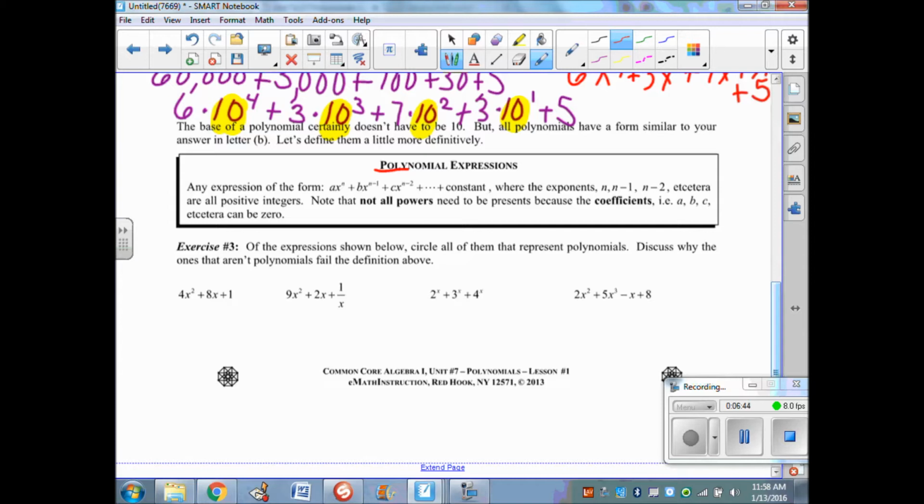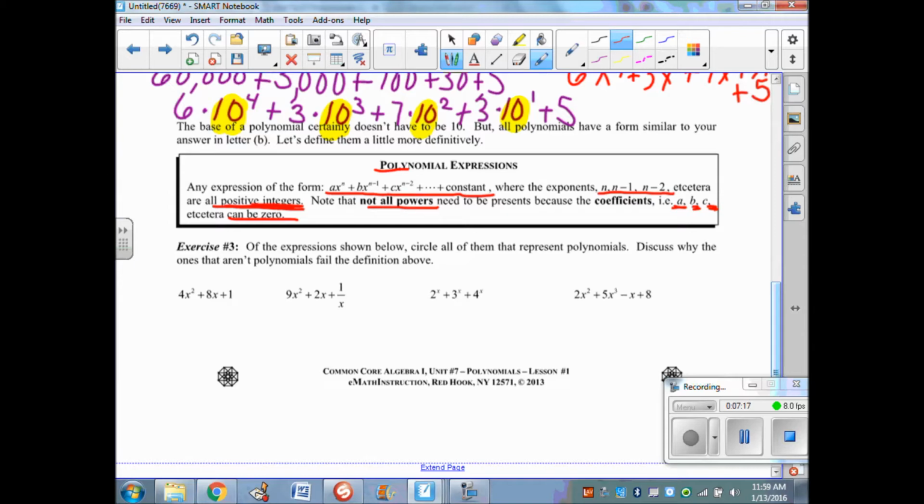no equal sign. So an expression of the form, this is our general form, where the exponents are n minus 1, n minus 2, meaning they're decreasing from left to right, are all positive integers. That's important. They're positive integers. Note, not all powers need to be present because the coefficients a, b, and c can be 0.